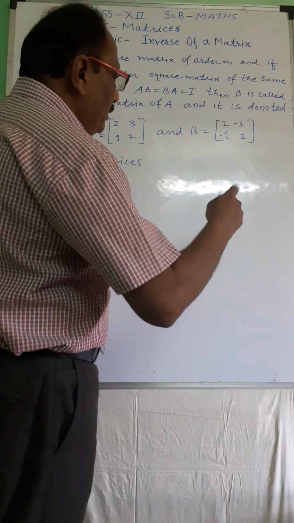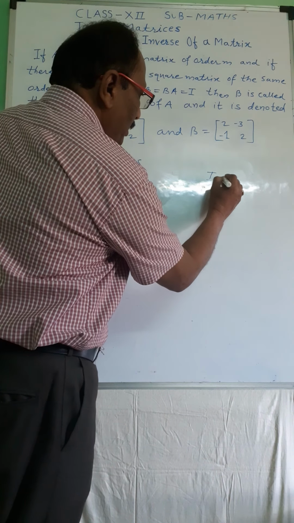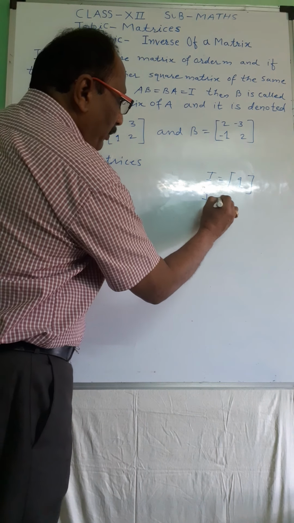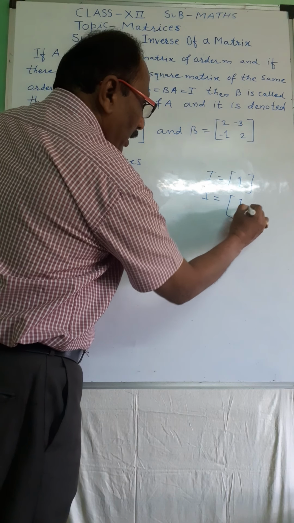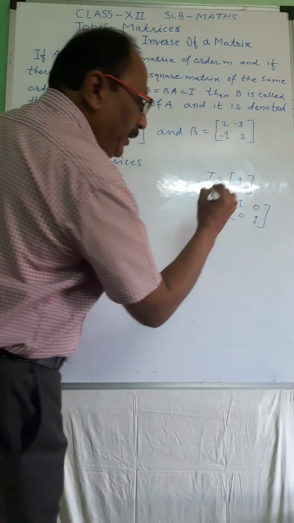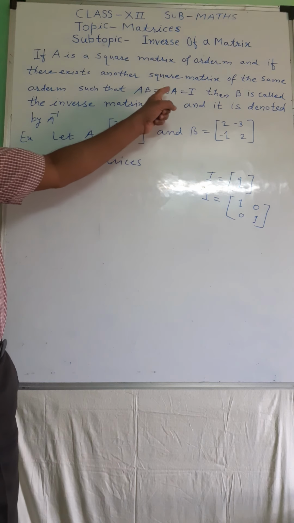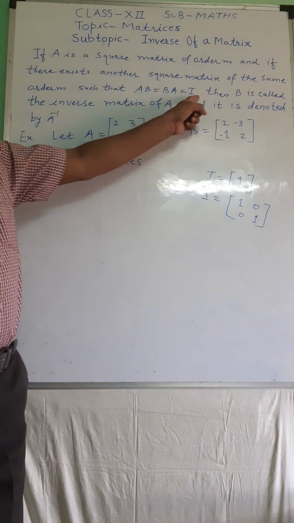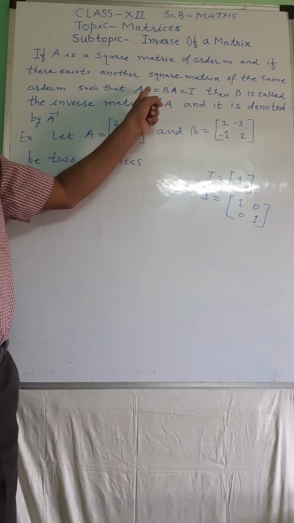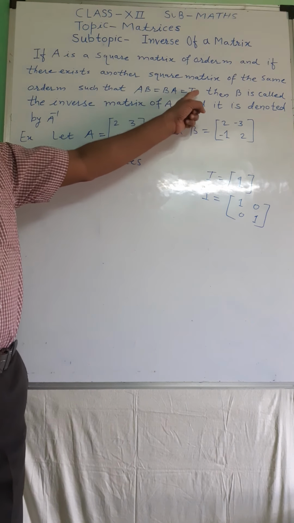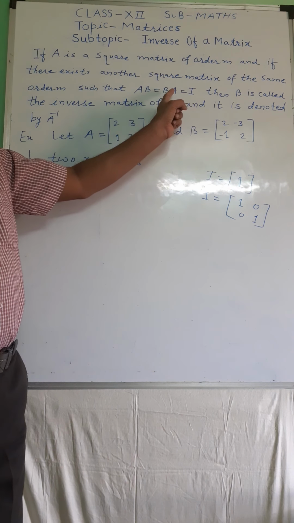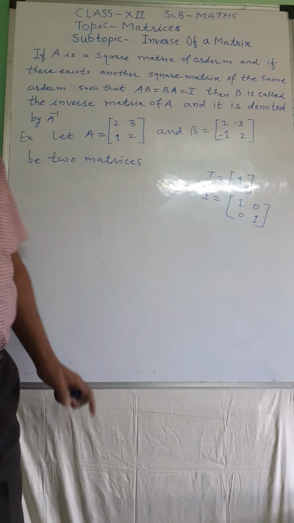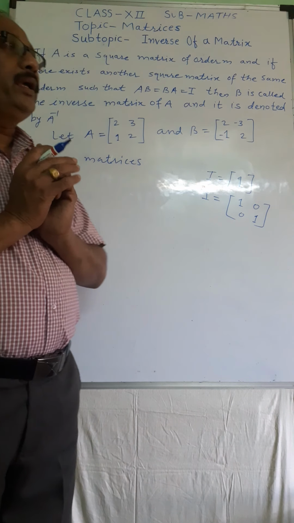Identity matrix is like this. In 2 by 2, identity matrix means 1 0, 0 1. This is the identity matrix. And the product AB should be equal to BA, that is equal to I. Then AB is equal to I means A is the inverse of B, or B is the inverse of A. BA is equal to I means B is the inverse of matrix A. Both the matrices should be square matrices.